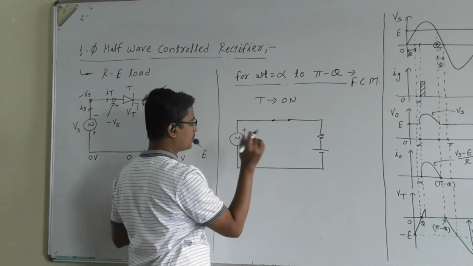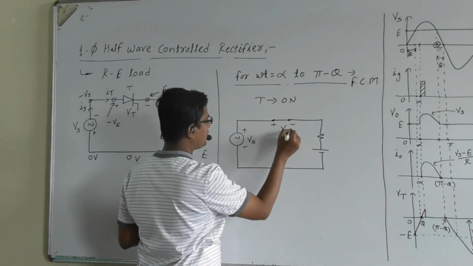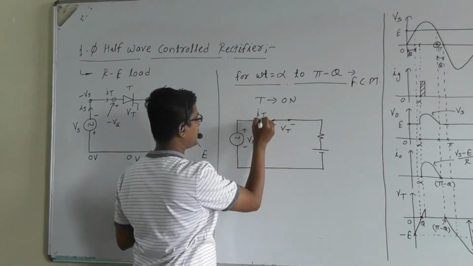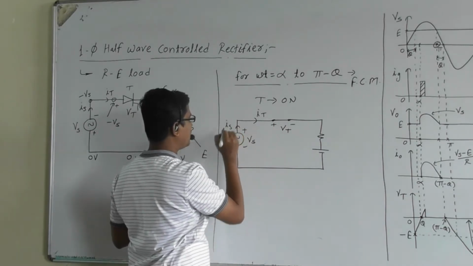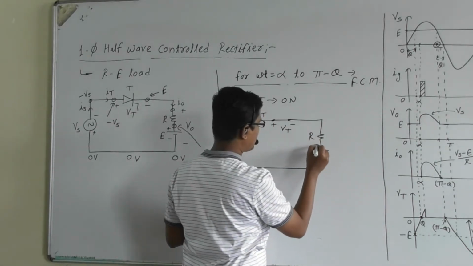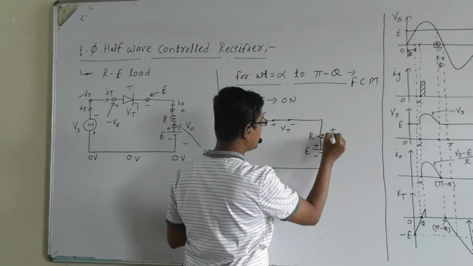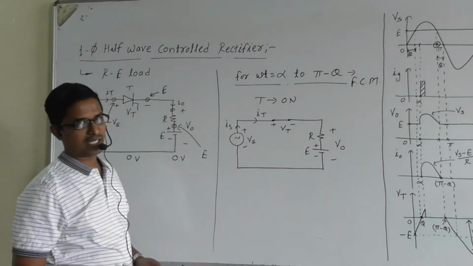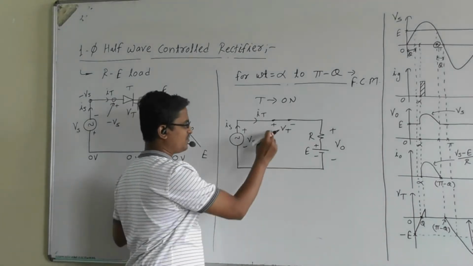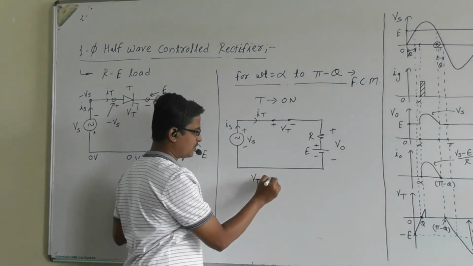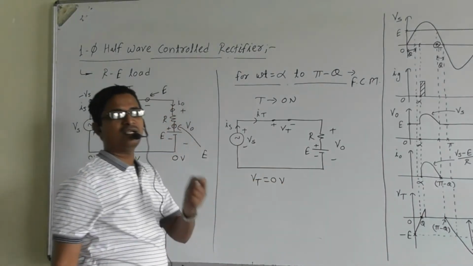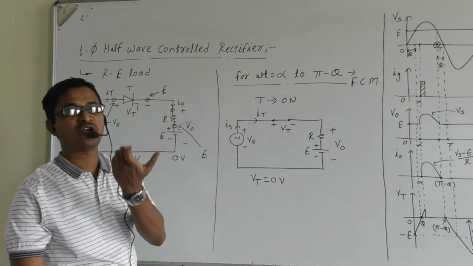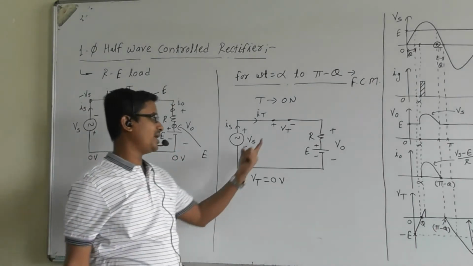Vs is positive only. This is Vt. Thyristor is acting as a short circuit, right? Is, R, E, and this is V0, right? Now from this circuit, what is Vt? Vt is equal to 0 volt because SCR is in the on state. SCR is acting as a short circuit. So Vt is 0.